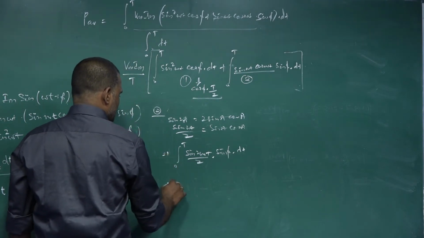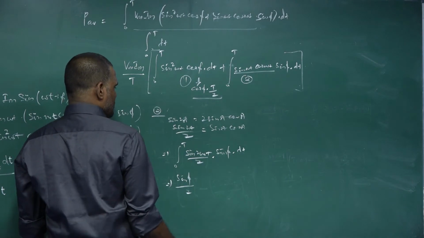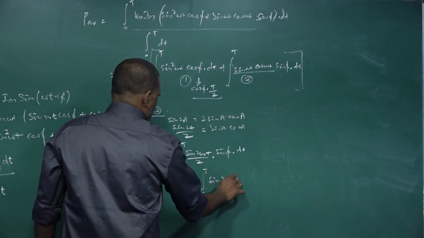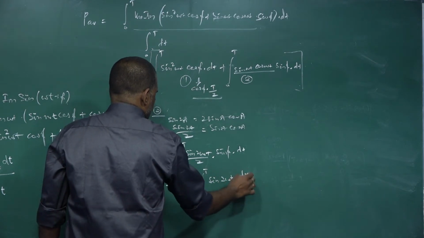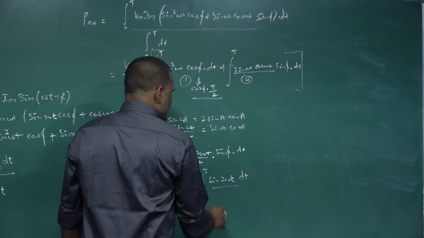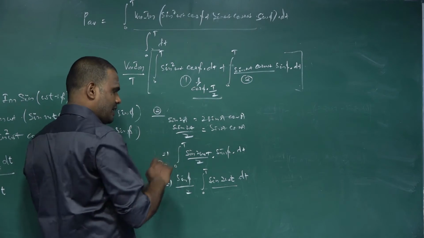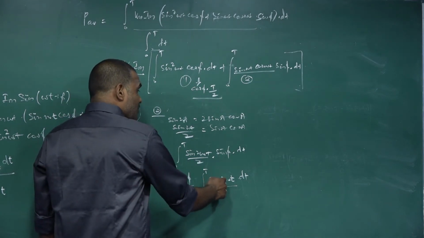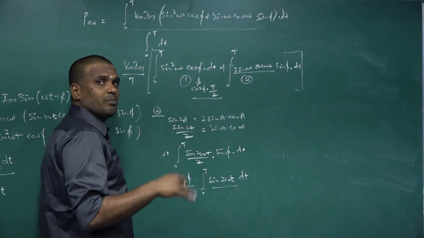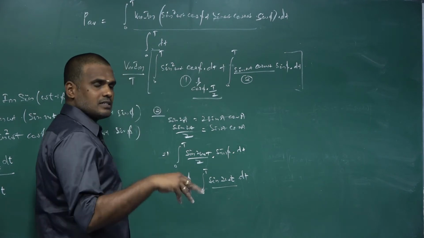Sin phi is constant, 2 is constant, which can be taken out. Integral 0 to T sin 2 omega t into dt. This is the expression, sin 2 omega t into dt. What is integral of sin theta? It is minus cos theta. This is sin of nx, integral of sin of nx, so minus cos nx divided by n. That is the form. So the integral of sin nx is minus cos nx by n.